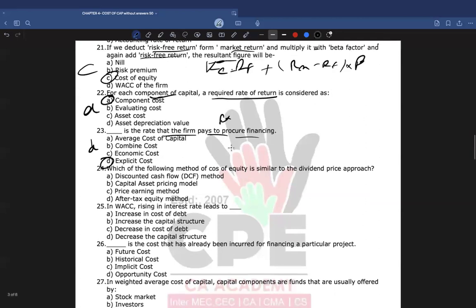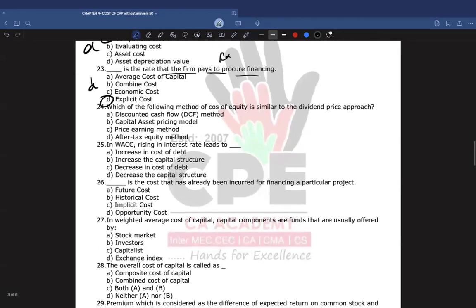D. Which of the following methods of cost of equity is similar to the dividend price approach? Similar to dividend price: earnings price is similar to dividend price, except dividend price uses D by P naught, whereas earnings price uses E by P naught. So similar means not same but close. So maybe C is the answer.